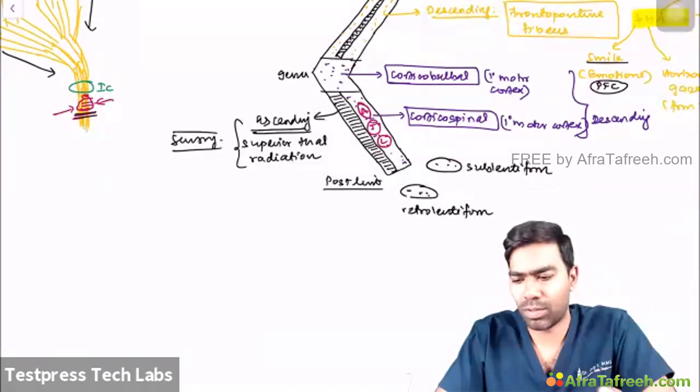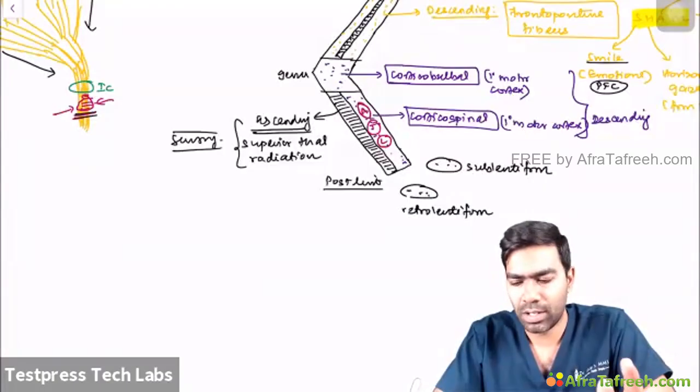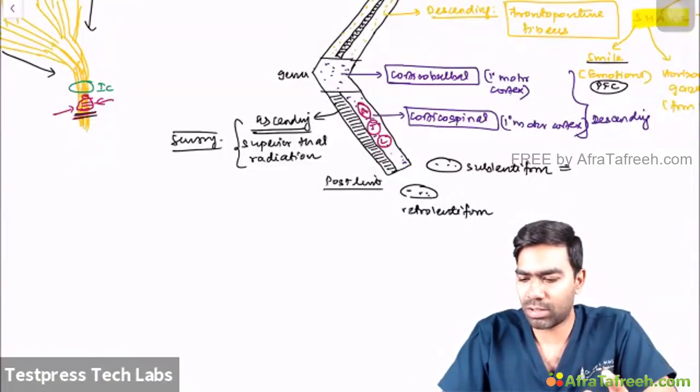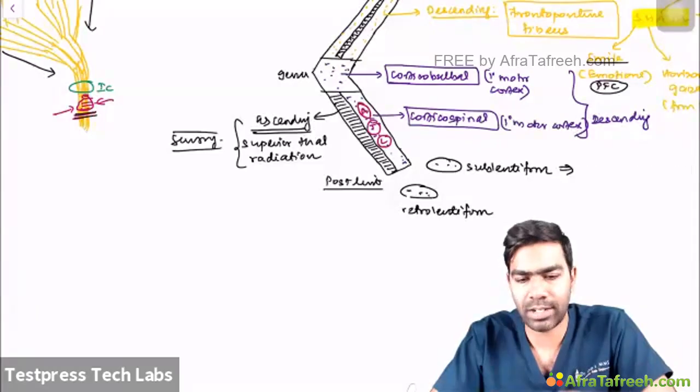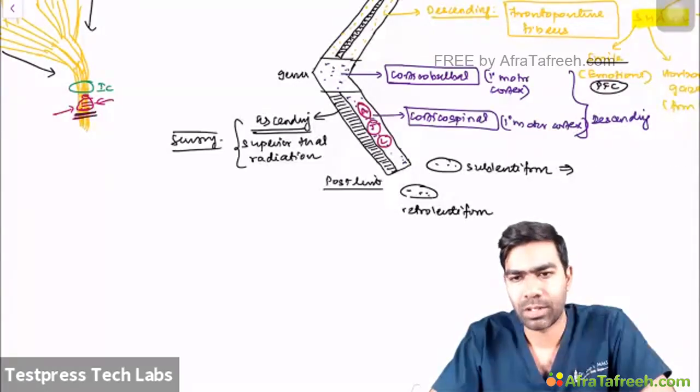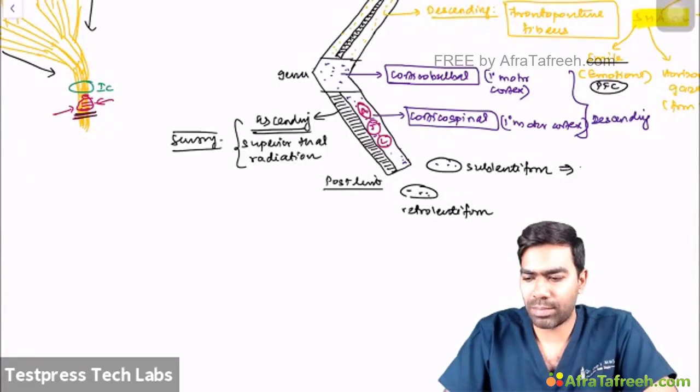So what is the sublentiform? I mean, sublentiform is basically ascending only. There is no descending here. So if it's ascending, then what is the tract that it is carrying? What kind of radiation? Sublentiform part. They're going to carry something called inferior thalamic radiation.